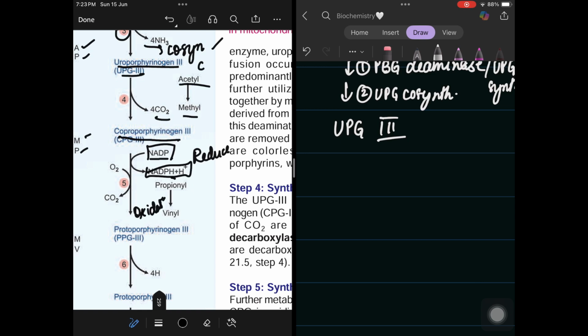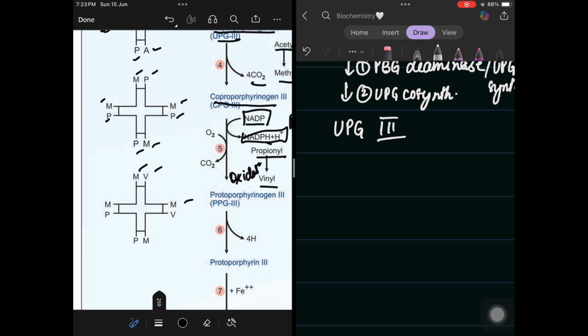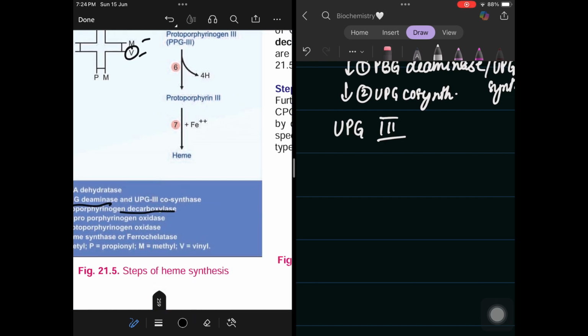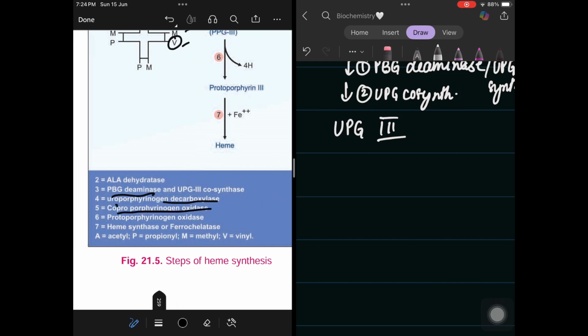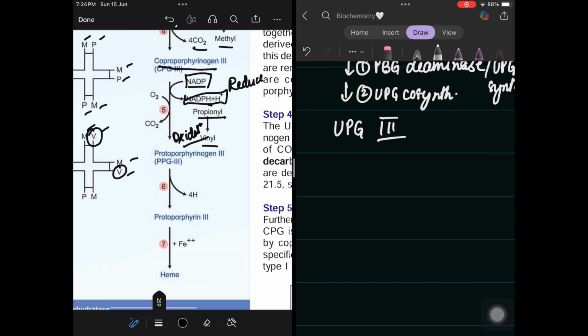So it's an oxidation that's happening, and in the process all your propionyl is converted into vinyl. So all the P's in your MP become V now. MV, MV. Not all of them, only 2 of the P's become V, and the rest remains as it is. So we have MV, MV, MP, PM. And this enzyme is coproporphyrinogen oxidase, which we already knew because we knew that this is an oxidation step. In the process, an O2 gets converted to CO2.